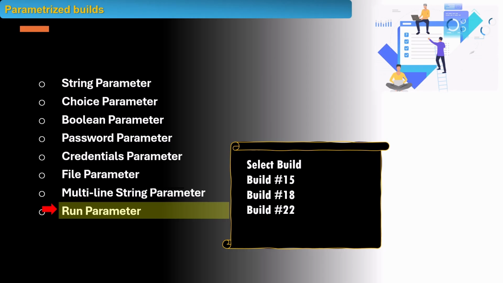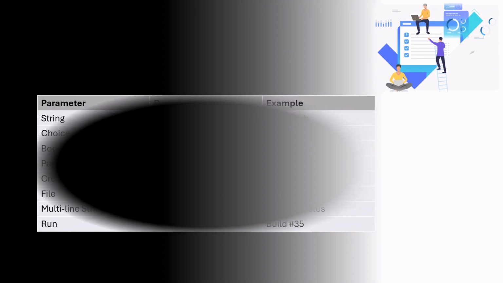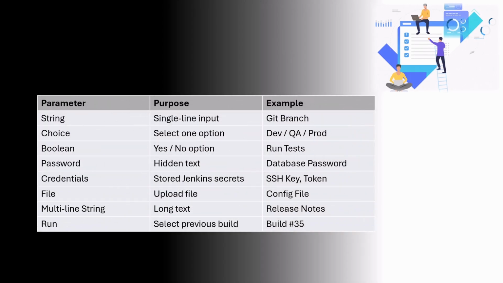For example, instead of building the application again, we may simply choose build number 25 and deploy the artifacts produced by that build. This saves both time and computing resources. Each parameter type serves a specific purpose. If we need a simple text, we will use a string parameter.